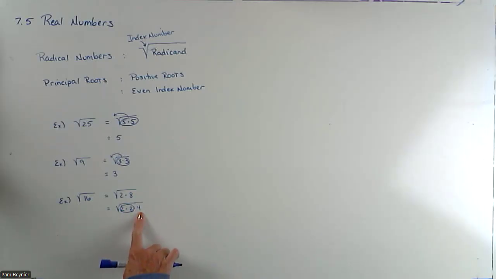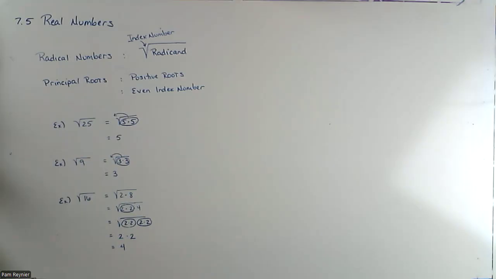Can we do anything with the 4? Sure. Now remember, we already have this 2 times 2 right here. I could take that 4 and make it 2 times 2 again. Now I have another set of 2s. So the first one comes out, the second one comes out, and that's another way to show that the square root of 16 is 4.